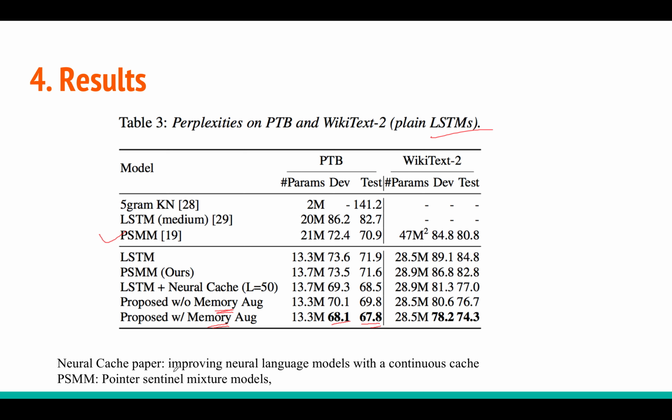This is the paper name, you can see, and there is another paper called Neural Cache, again a 2017 paper published in ICLR, I think, and that's the other comparison. As you can see, LSTM plus Neural Cache with 50 time steps. And this paper gets the best performance both on Penn Treebank and on Wikitext2, in terms of perplexity.